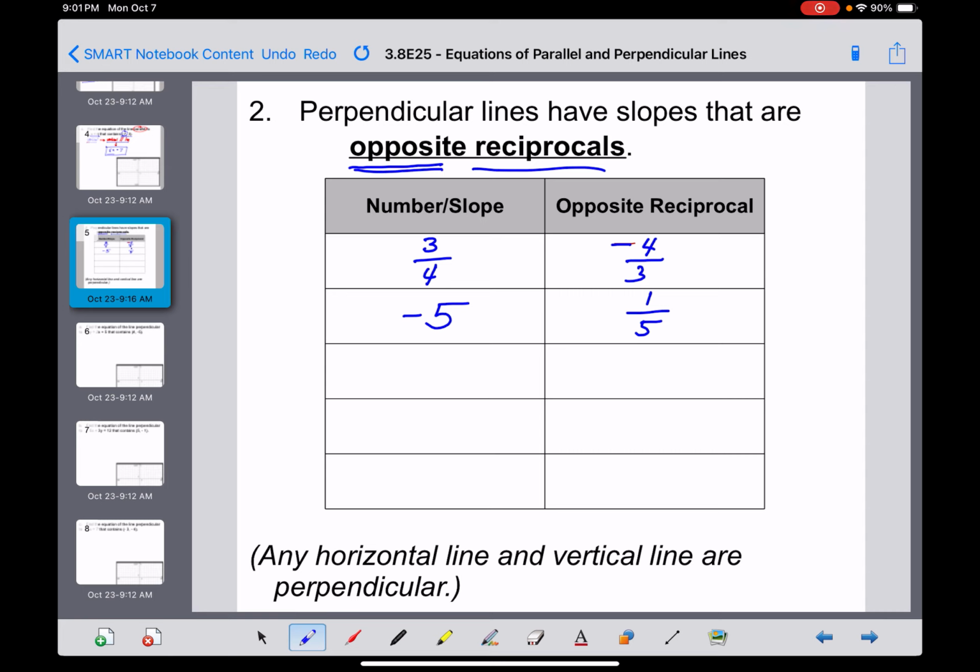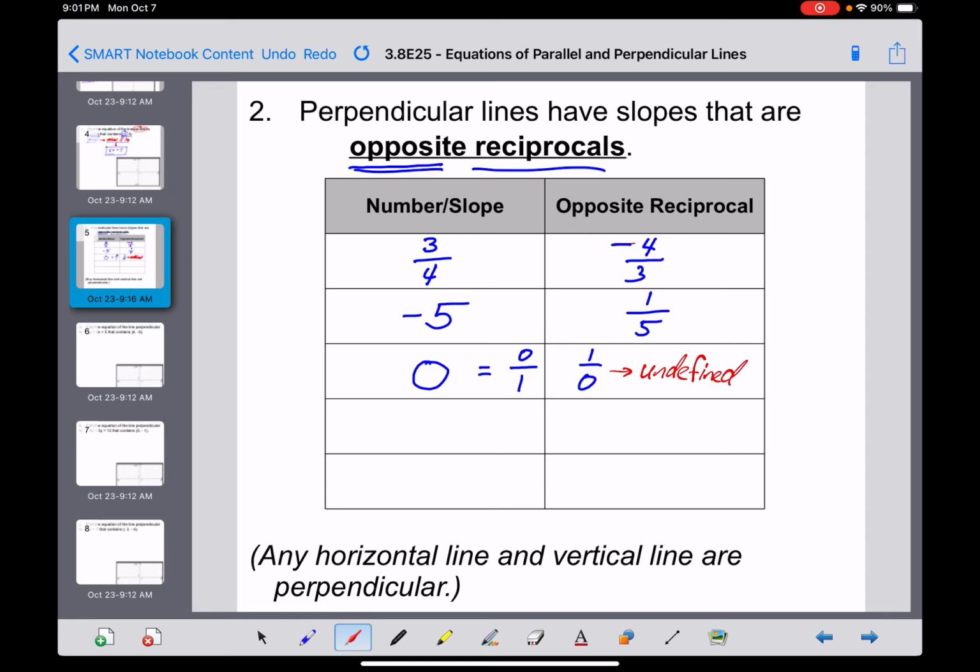A couple of weird cases, everybody. If your slope was 0, well, the opposite reciprocal of that would be weird. Remember, you could think of 0 as 0/1. And then when you went to take the reciprocal of that, you would now get 1/0. But hopefully we talked about this enough, guys. Any number over 0 means that we are dealing with an undefined slope.